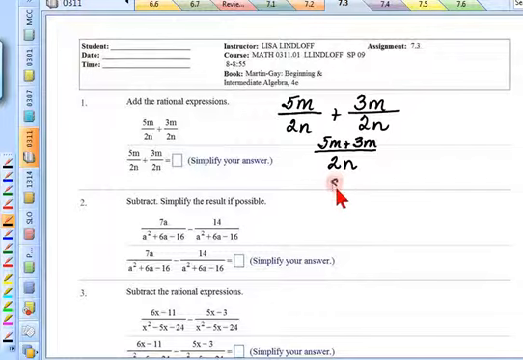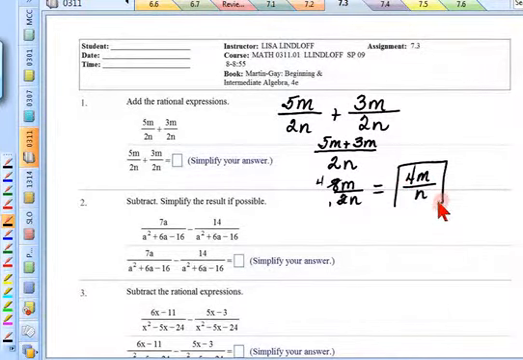And what do I get? I get 8m over 2n. And can that fraction be reduced? Yes. So I can divide 2 into the bottom, it goes once, and 2 into the top, it goes 4 times. My answer is 4m over n. Okay, so that's all we're doing when the denominators are already alike. It's nice if the denominators are already alike. Let's take a look at problem number 2.